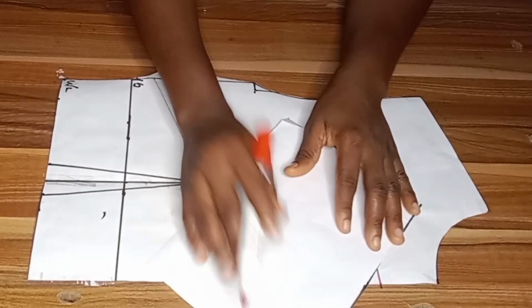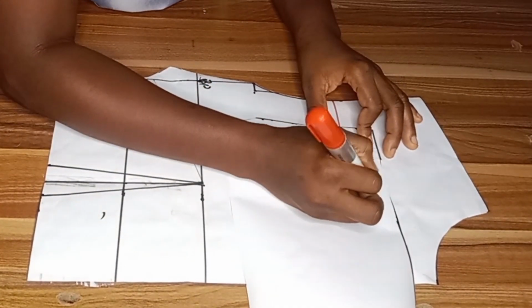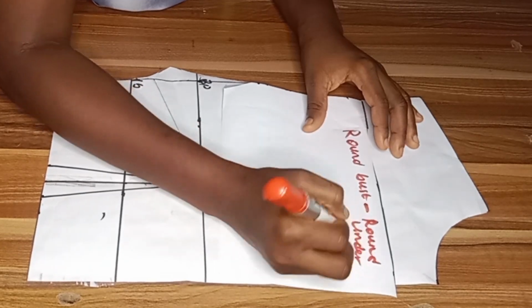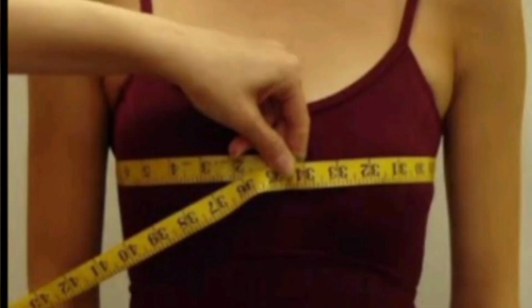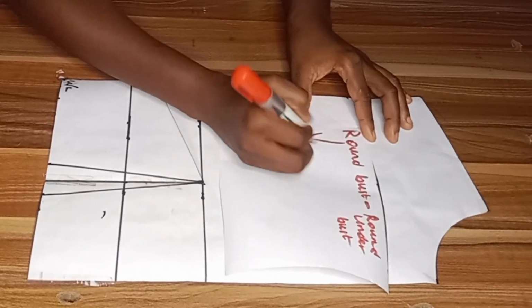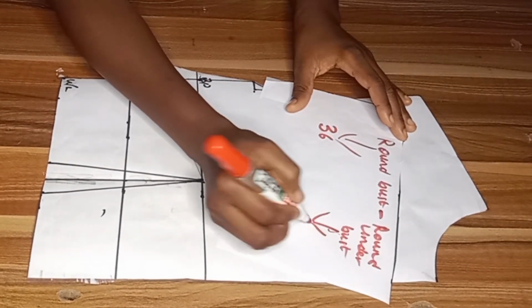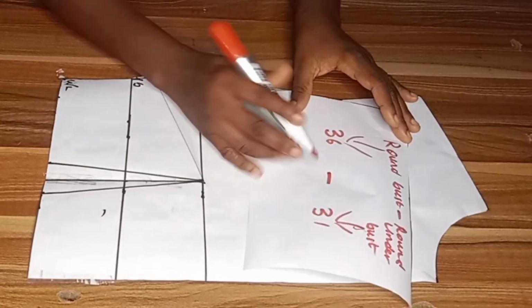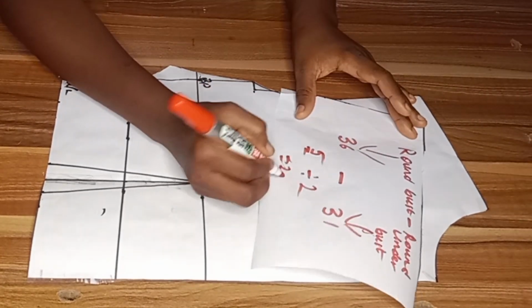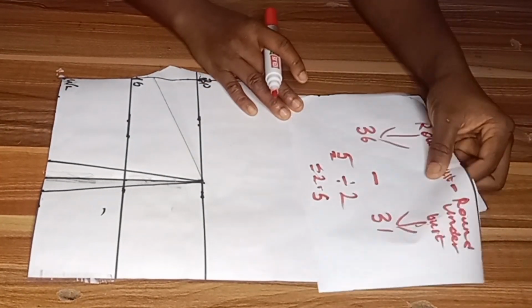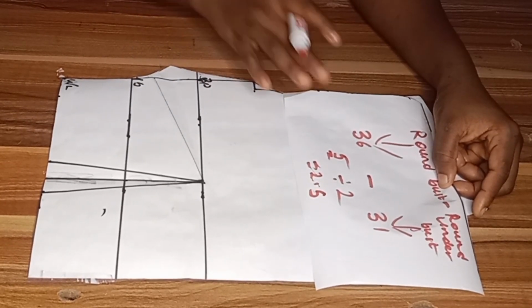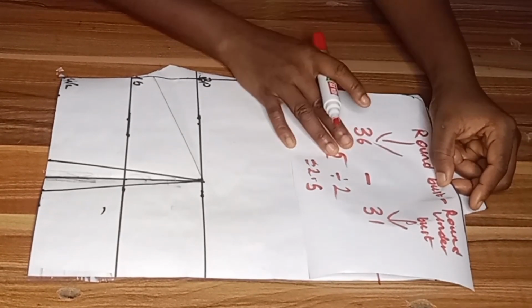So the first thing we are going to be doing is to take our underbust dart, and the formula around that is your round bust minus your round underbust. This is a picture of how to take the round bust, and this is the image of the round underbust. So whatever you get from your round underbust, you subtract it from your round bust. The round bust I'm working with is 36 inches. The round underbust is 31. So if I subtract it, it is 5 inches. 5 divided by 2 will give me 2.5 inches. So that way, the underbust dart that I'll be taking is 2.5 inches.